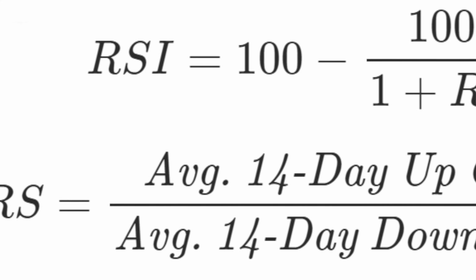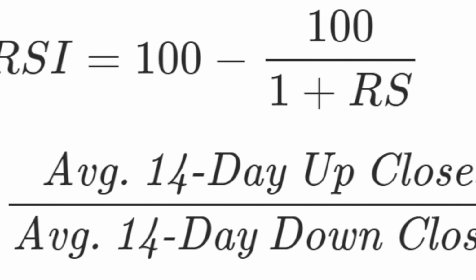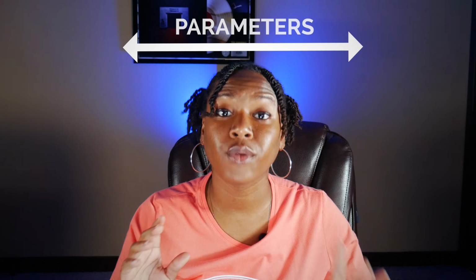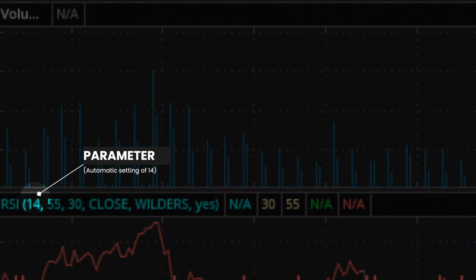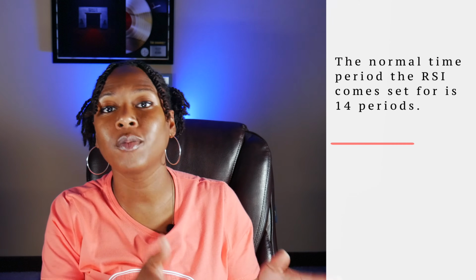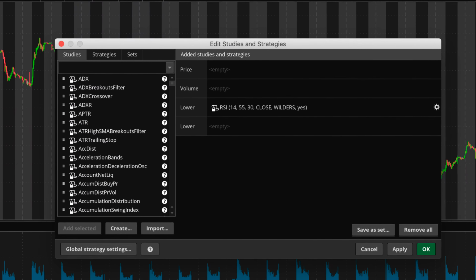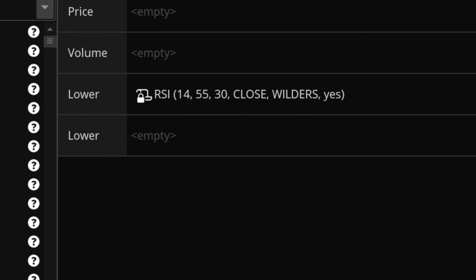I won't go into a lot of details on the actual formula because it really isn't important to remember. Just know that you're going to have a certain number of parameters or time periods that you'll track the stock's price changes over. The normal time period that the RSI comes set for is 14 periods. That just means the indicator looks back 14 bars on whatever graph you might be looking at. It could be the 15-minute, 30-minute, 1 hour, 4 hour, whatever chart you're looking at, it's going to look back 14 bars on that. But you can change this to be more or less than 14.